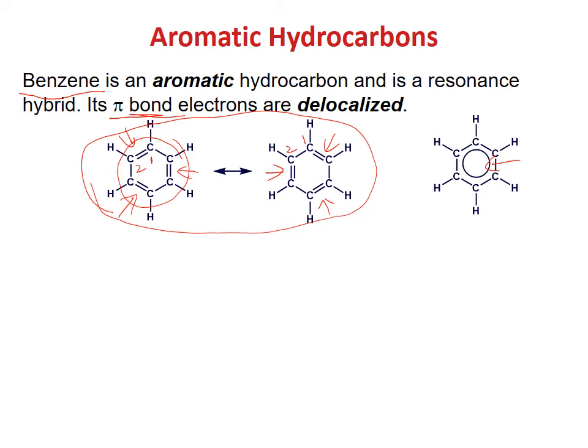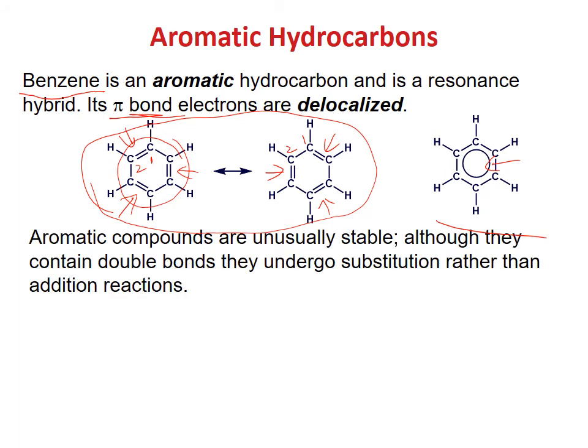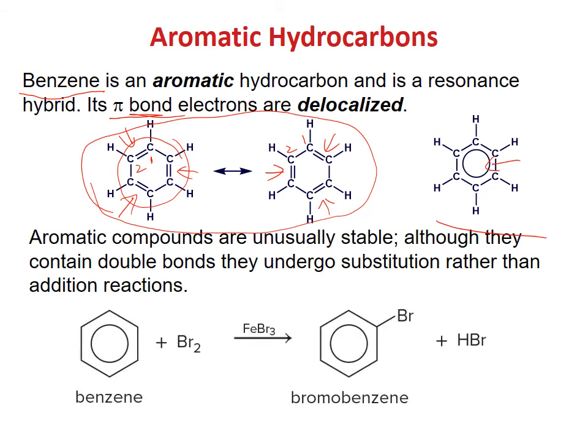Now, because benzene is not simply a combination of three double bonds, it's not an alkene, and therefore it does not undergo the same reactions as an alkene does. For example, alkenes usually undergo addition reactions, but benzene undergoes substitution reactions. So this is a skeleton of benzene, and there should be a hydrogen on each carbon. When benzene reacts with bromine, one of the hydrogens is replaced by bromine. So instead of addition, it's a substitution reaction.